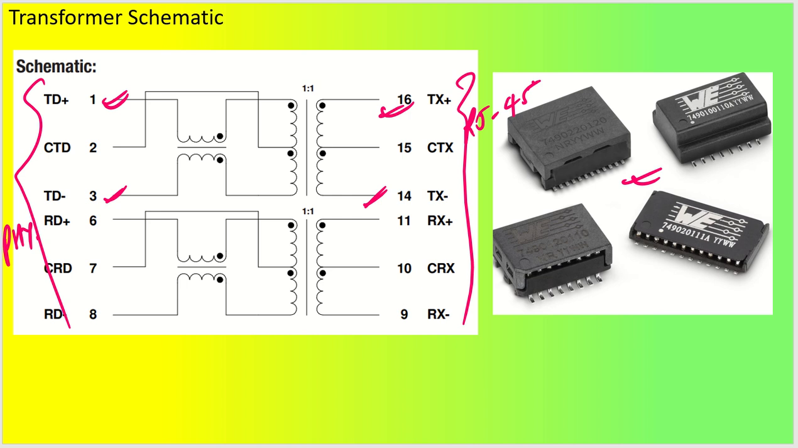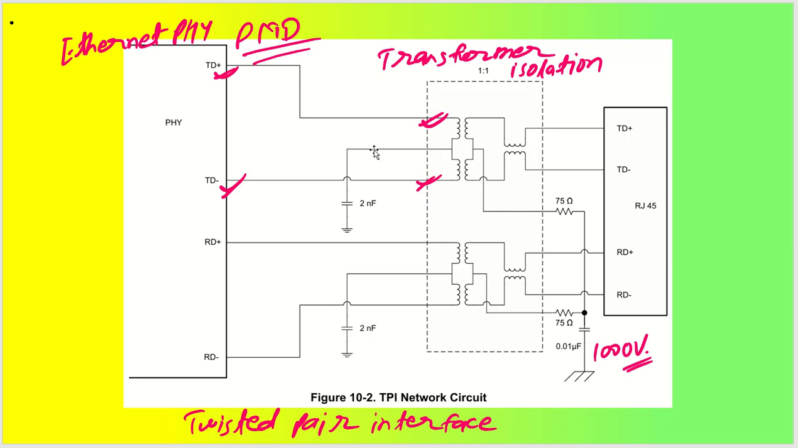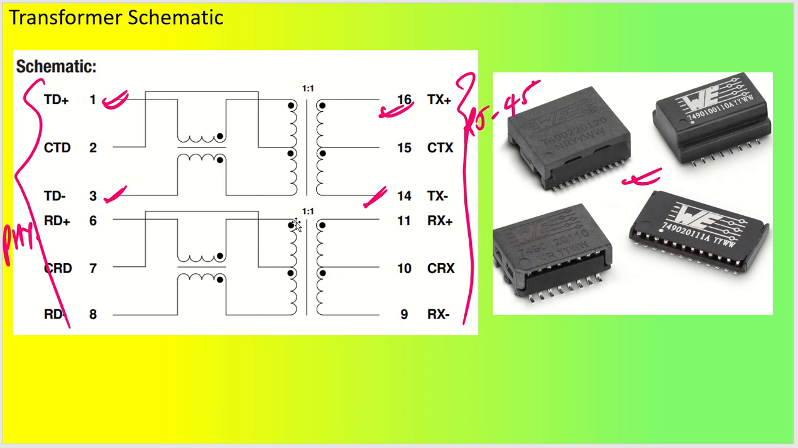Then we have RD plus and RD minus connected to pin 6 and pin 8, and the middle pins act as the CRD pin and the CTD pin, which are the center tap receive and center tap transmit. Coming back to the right side, we have the differential outputs TX plus, TX minus and RX plus, RX minus. This is very easy, and it gives you the RJ45 connection, where it is connected directly.